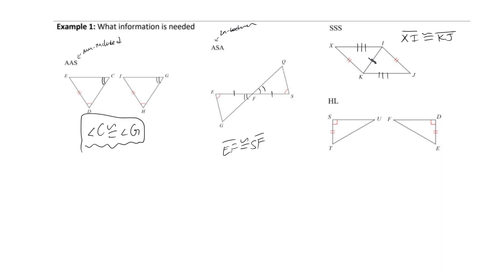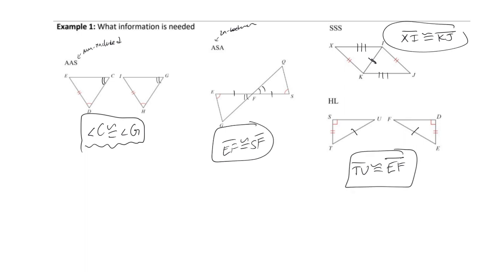And then the last one, hypotenuse leg, right? That means the hypotenuse and one of the corresponding legs are congruent, right? So we need the hypotenuse. That's what we're missing. So we're missing TU congruent to EF. Okay, so that's what we would need to prove HL. These were the other ones.